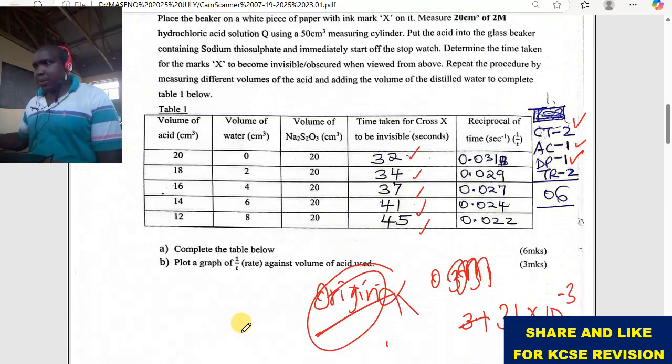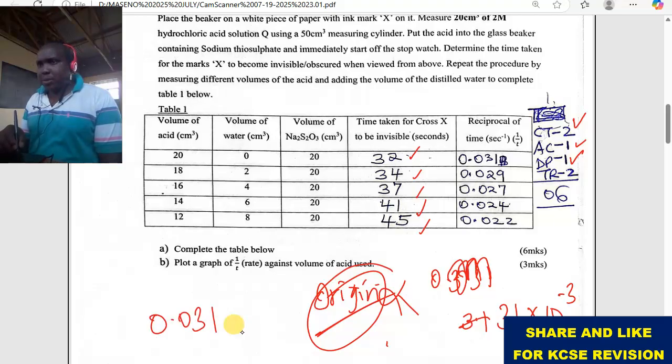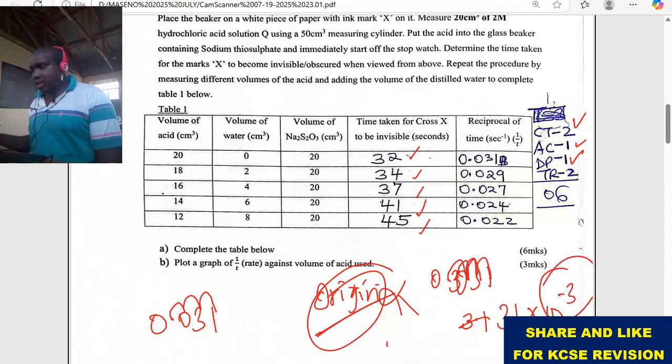And remember, when you write a standard form, this is 0.031, if you are moving to the right to look for the number, then remember that the power is negative. Always you should know that.